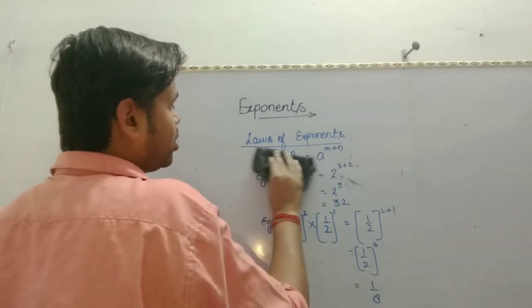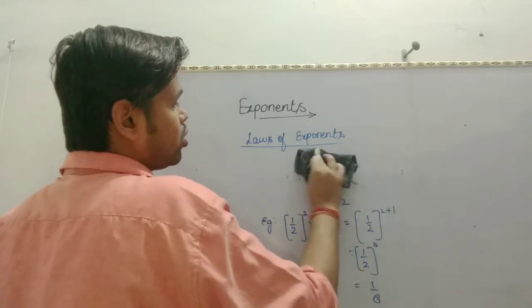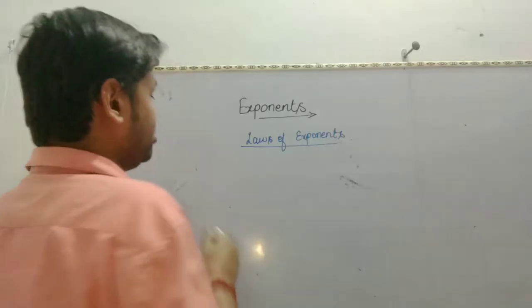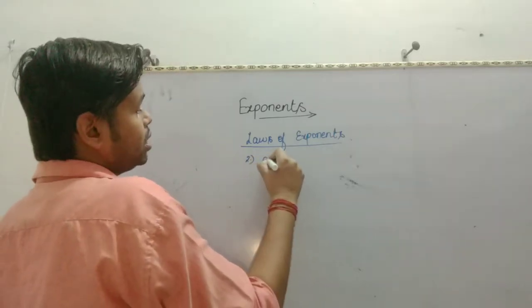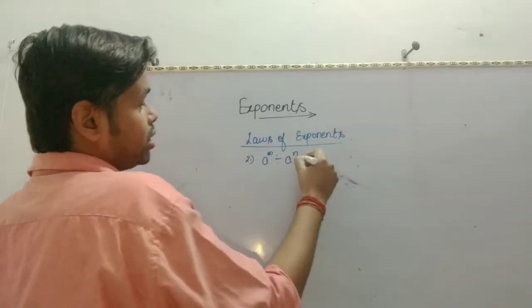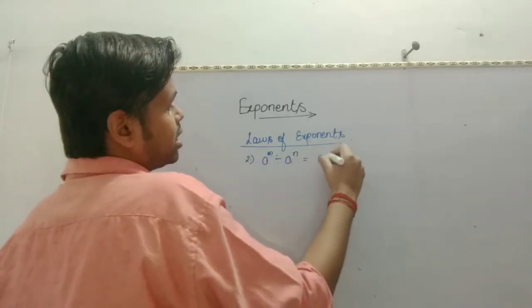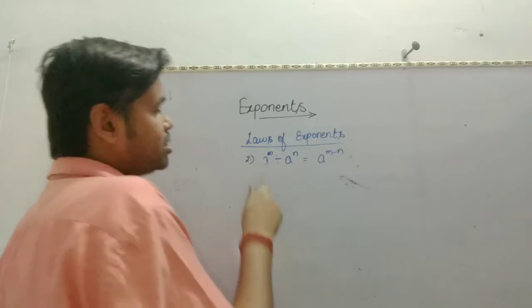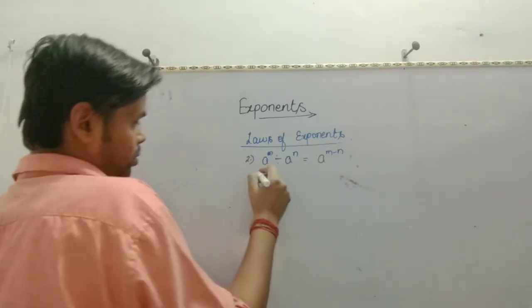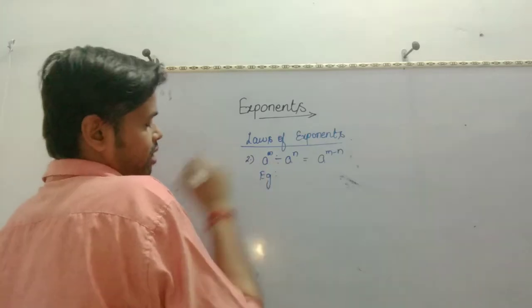The second law is the case of division when the bases are the same. That means a raised to the power m divided by a raised to the power n. So in this case, the powers are subtracted. That means if the bases are the same and it is a case of division, we will subtract the powers. Let us understand this with an example.